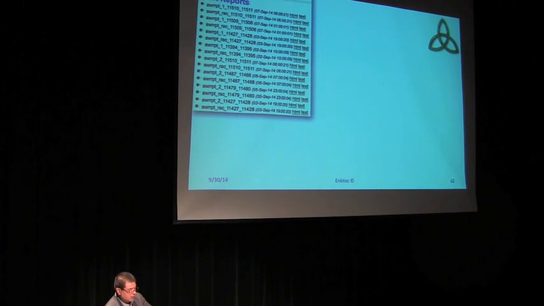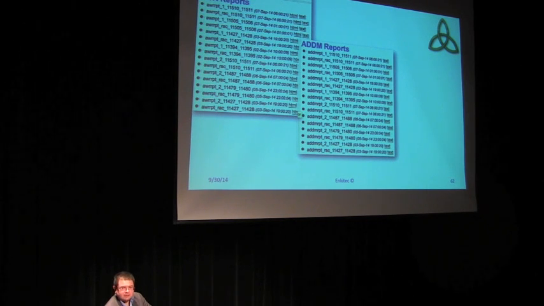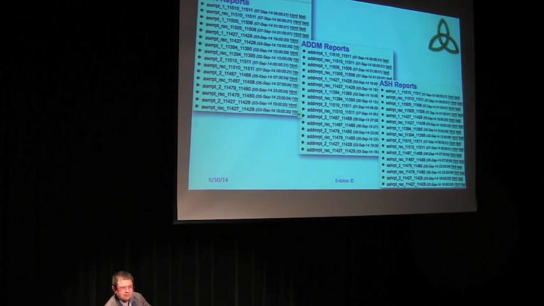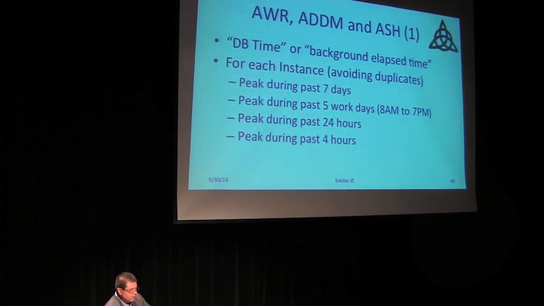So if I drill in, the portion that says AWR looks like this. ADDM is very similar, it's for the same time periods, and ASH is for the same time periods. Now, how do we determine the time periods? Well, we look at the DB time, and we look also at the background elapsed time, both of them, and for every instance, we look at when the system was the busiest, for the past 7 days, for the past 5 working days from 8 to 7, for the past 24 hours, and for the past 4 hours. So we look at the 4 of them. So instead of giving you 1 AWR, I give you 4 AWR per instance.